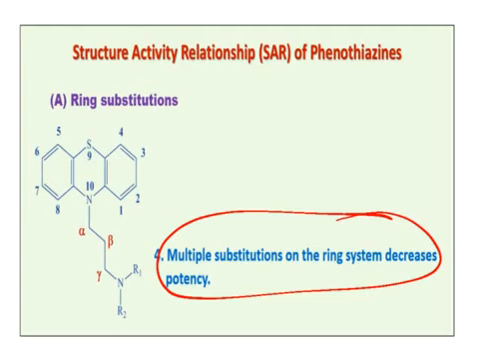Multiple substitution on the ring system will decrease the activity. Second position substitution will show the better activity. But second position has one, third position has one, fourth position has one. If we do multiple substitutions like this, here too, here too, here too. If we are substituting multiple sites of a ring, it will decrease the activity.